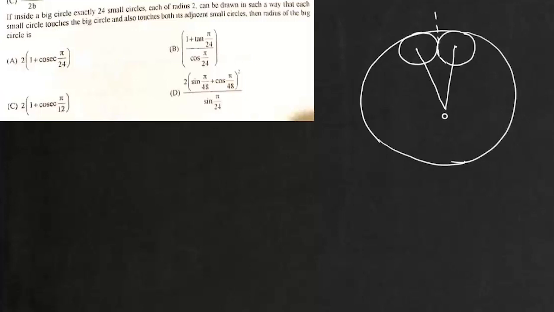Now we'll draw this common tangent, we will pass through the center, and here this is 90 degrees and this also is 90 degrees. Now this is 2. Now we know that this entire angle will be 2 pi by 24, then this half angle will be pi by 24. Now let this point be P. Now we can write OP as 2 cosec pi by 24, and this larger radius R will be this OP plus 2.